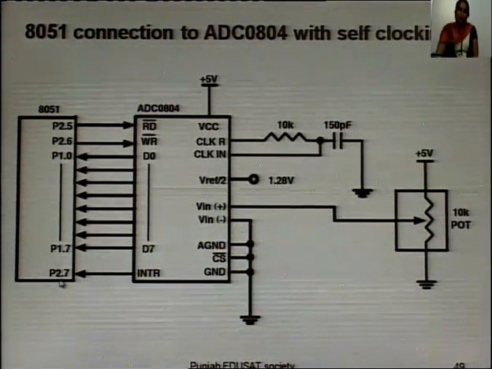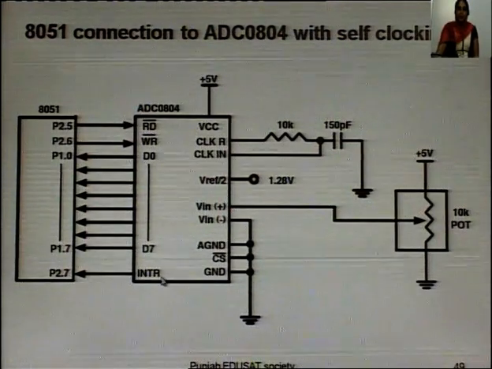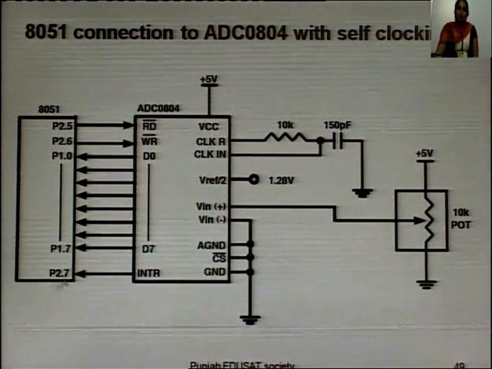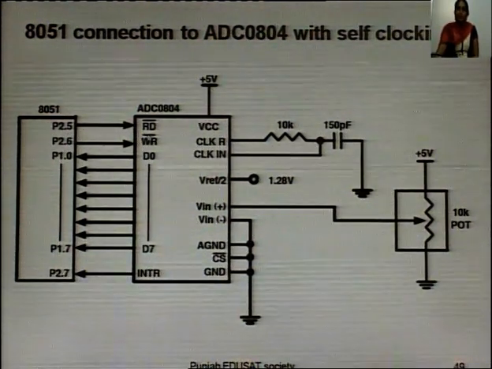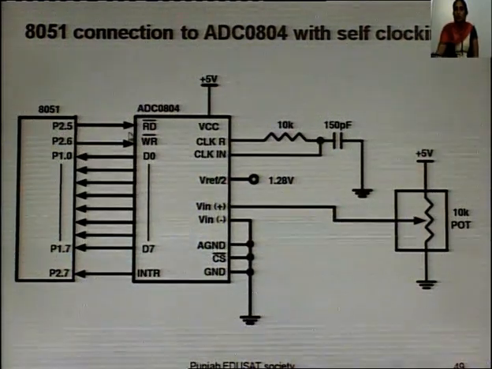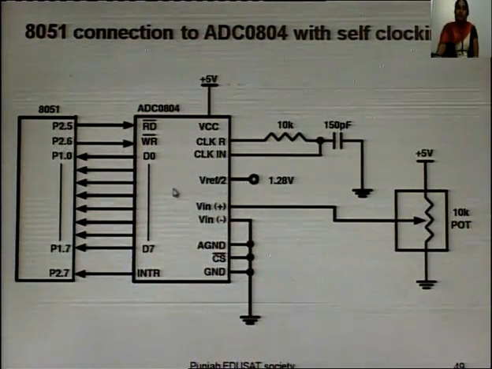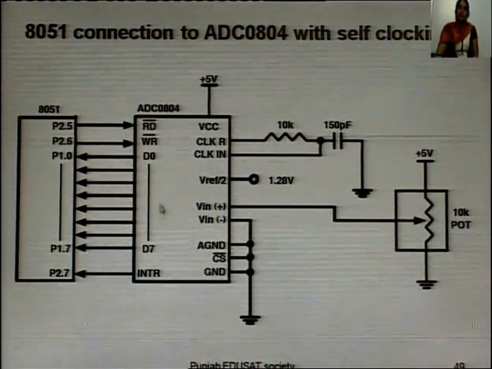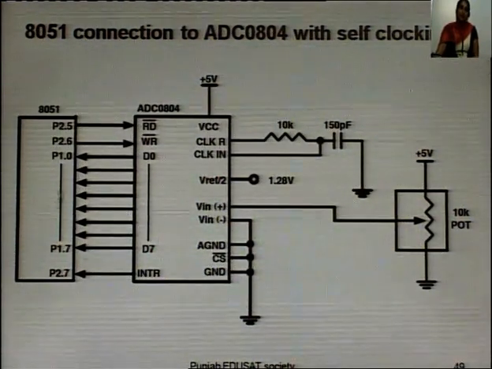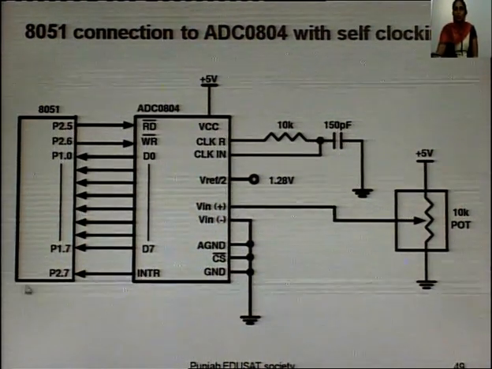When it goes low, your microprocessor, which is in a loop checking the interrupt pin, that is P2.7, finds it low. Then it makes the RD of the ADC low. Pin 2.5 is made low to read the data. Then the data converted into digital form is available on the pins D0 to D7 and is brought into the 8051 through the data bus through port 1.